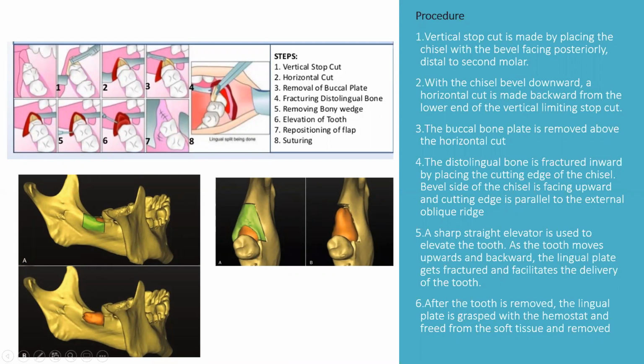After the tooth is removed, the lingual plate is grasped with the hemostat and freed from the soft tissue and removed. Here we can see another diagram of it. The steps are vertical stop cut, horizontal cut, removal of buccal bone, fracturing distolingual bone, removing bony wedge, elevation of tooth, repositioning of flap, and suturing is done.